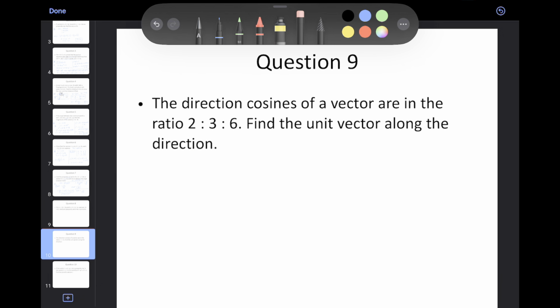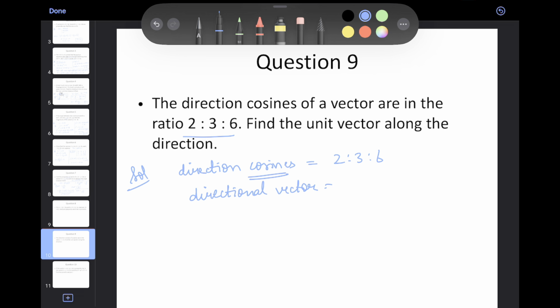So the next question is, the direction cosines of a vector are in the ratio of 2 is to 3 is to 6. Find the unit vector along the direction. So just understand this concept. You have direction cosines to be 2 is to 3 is to 6. So you can take the direction vector as 2, 3, 6, that is 2i cap plus 3j cap plus 6k cap.